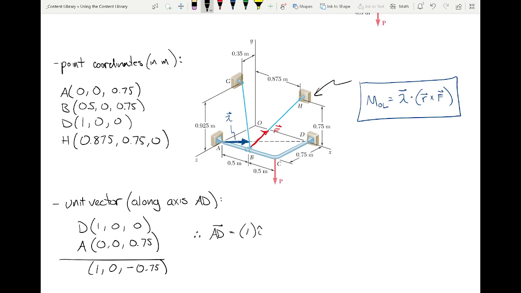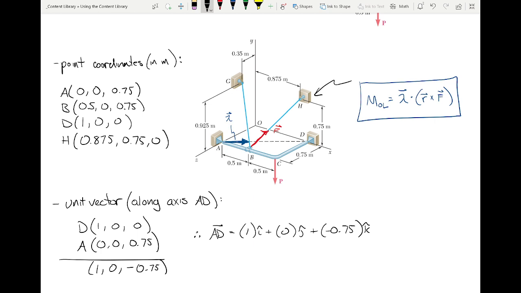1i plus 0j plus negative 0.75k. And if you don't like using the coordinates, you can just look at it. Going from point A to D, I am going along the positive x-axis 1. I'm not changing vertically, and I'm going along the z-axis backwards this distance right here. So you can either use the coordinates or you can use this method. Does that make sense?